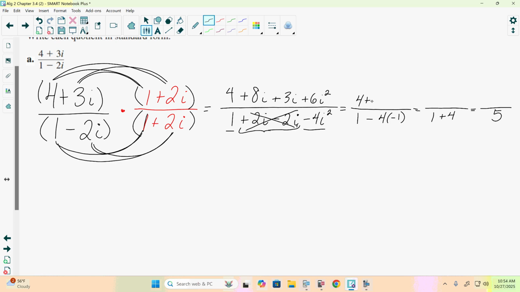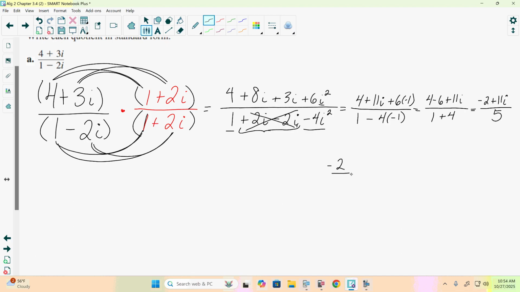Now at this point here, 4 does not have any like terms, but our 8i plus 3i, 8 plus 3 is going to give us 11i. Now we do have i squared, and i squared is negative 1. So 6 times negative 1 would be negative 6. So we got 4 minus 6 plus 11i. Well, 4 minus 6 is negative 2. So we get negative 2 plus 11i over 5.